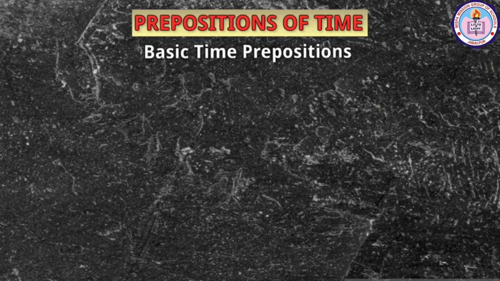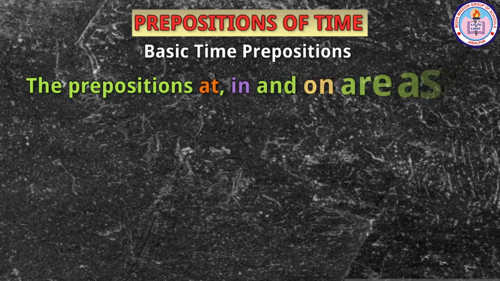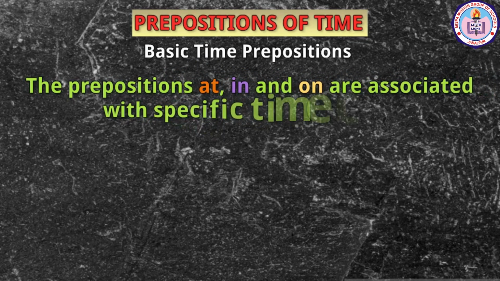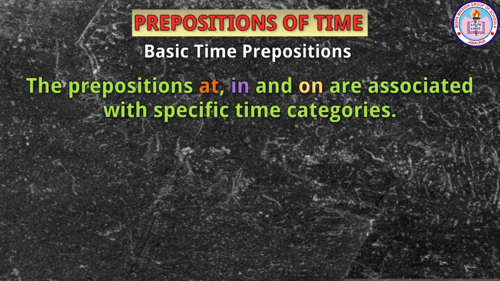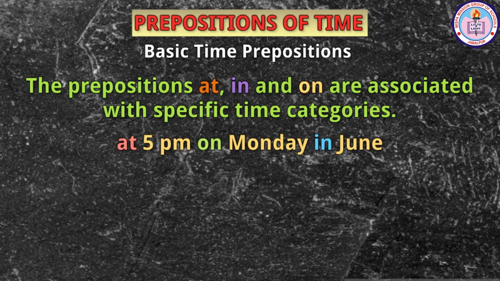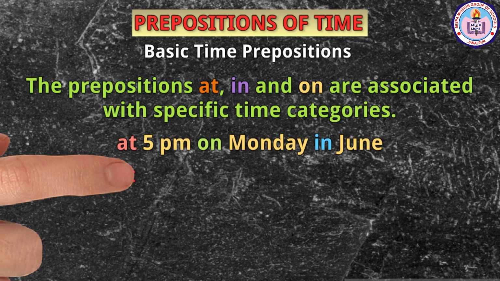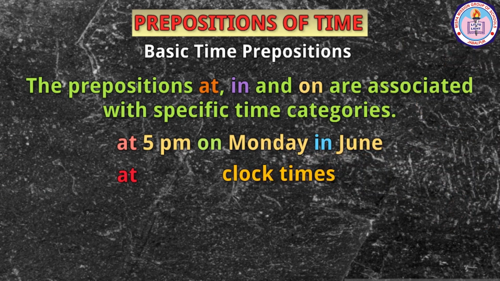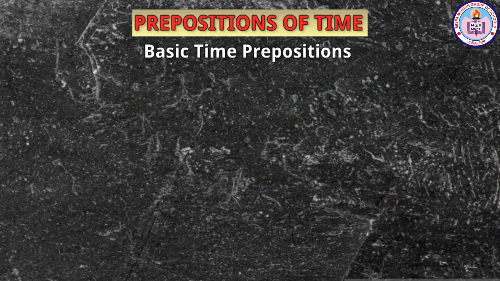Basic time prepositions. The prepositions at, in, and on are associated with specific time categories which must be memorized. For example, we say at 5 p.m., on Monday, in June, because at is used with clock times, on with the days, and in with the months. Study the categories and the examples below.